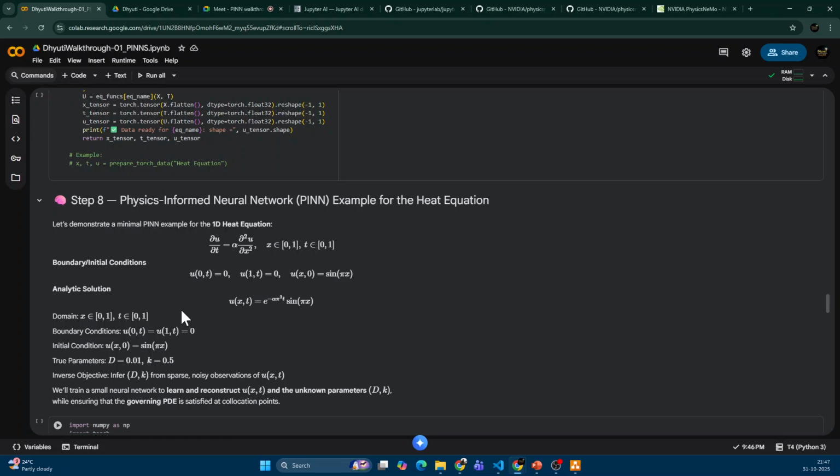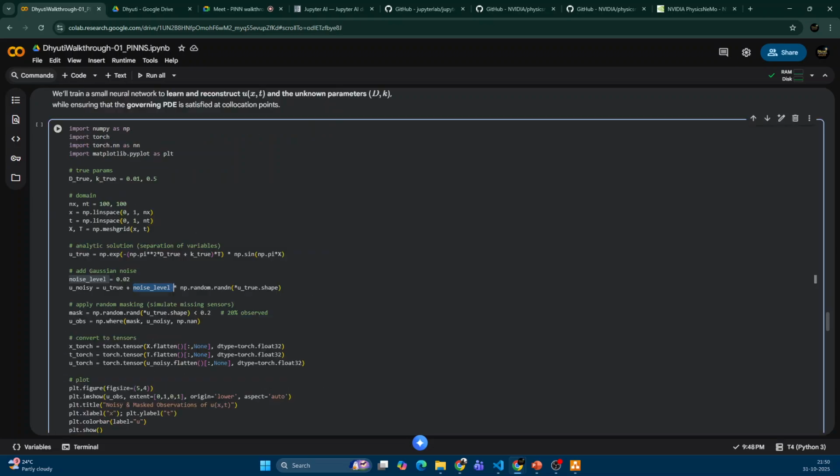Okay. And then you basically define these parameters. Then you define your domain size and create those grids in x and t, and you create a mesh using NumPy. And then you have your true solution. Then you introduce a noise level just to corrupt your data a bit. So you have your true ground truth, and then you corrupt it with some noise level. You choose a Gaussian distribution and scale it with a noise level here, and then corrupt the data.